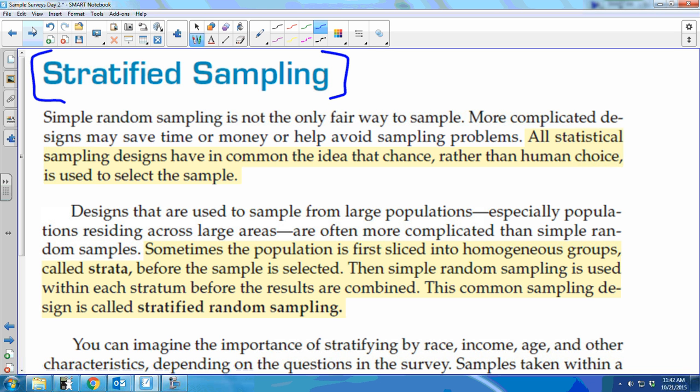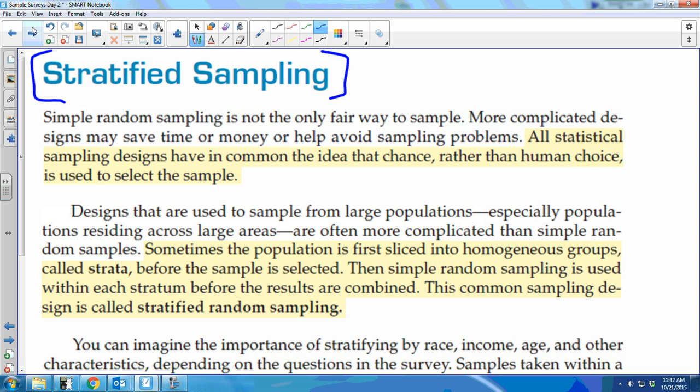So I would take all the freshmen, number them 1 to 100, and then randomly generate 25 of them. And then same thing for sophomores, juniors, and seniors. So my stratified sample will be rather representative because I ensure that I have people from each group. Does that make sense?